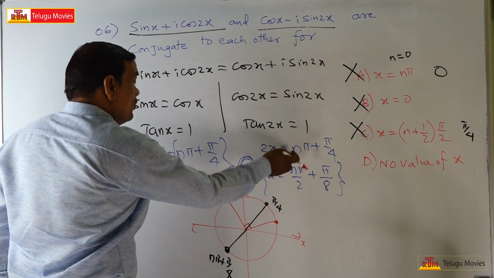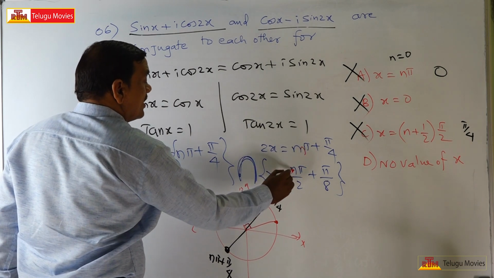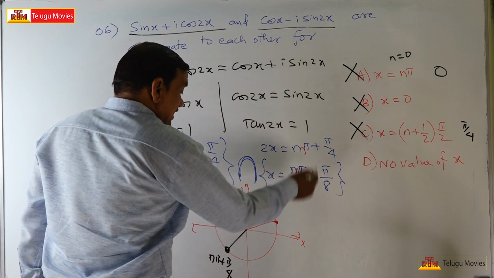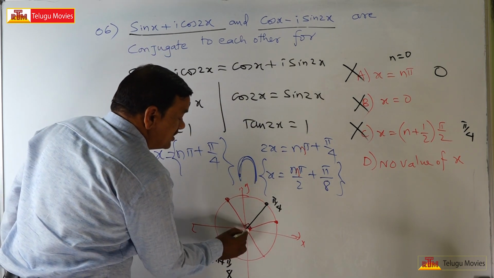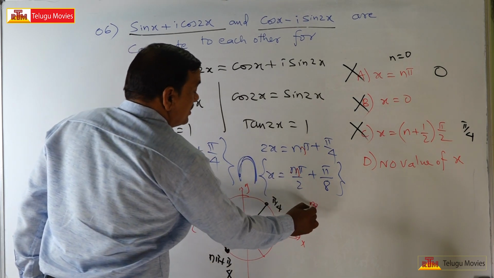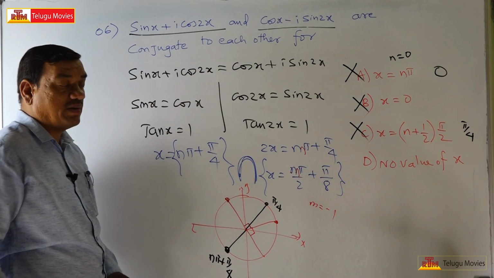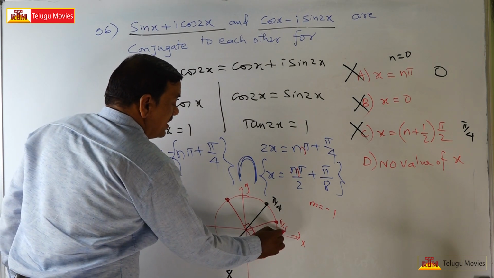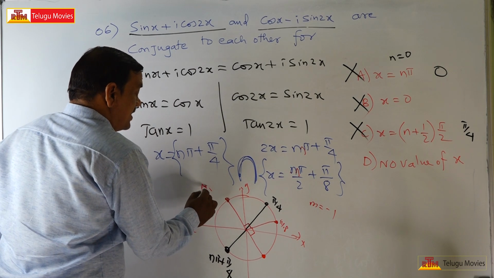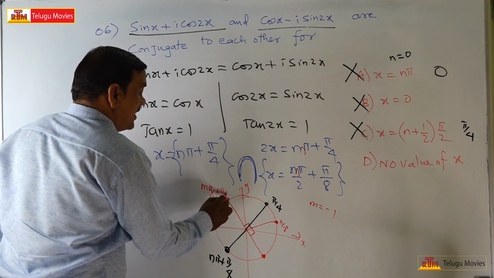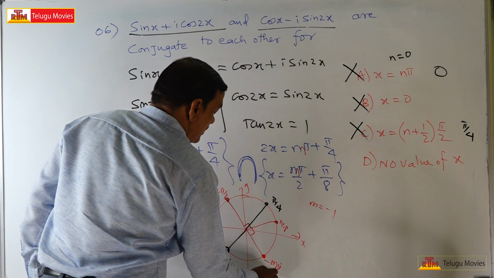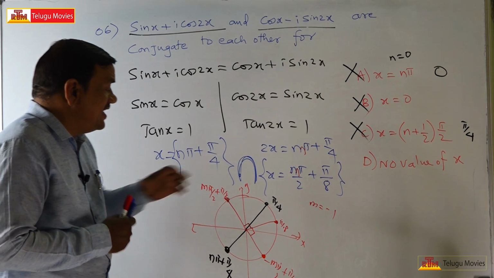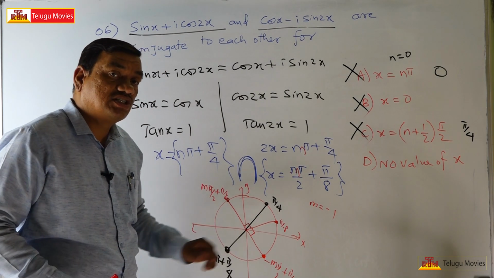Otherwise we can take m here, no problem, it's different. Next, π/2 means perpendicular, so this may be the answer. Why? Because if you take m = -1, we get -π/2 + π/8, and another number will be here. So this is π/8, this is mπ/2 + π/8, and this is -mπ/2 + π/8. From this, what can you observe? Is there any intersection here? Nothing.